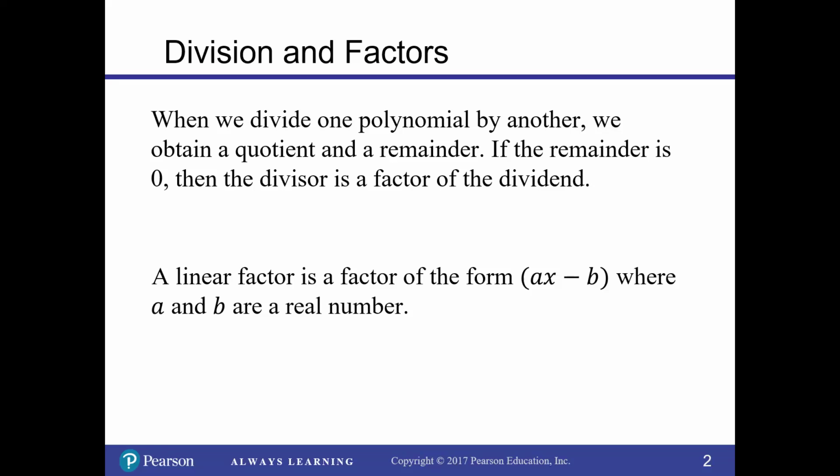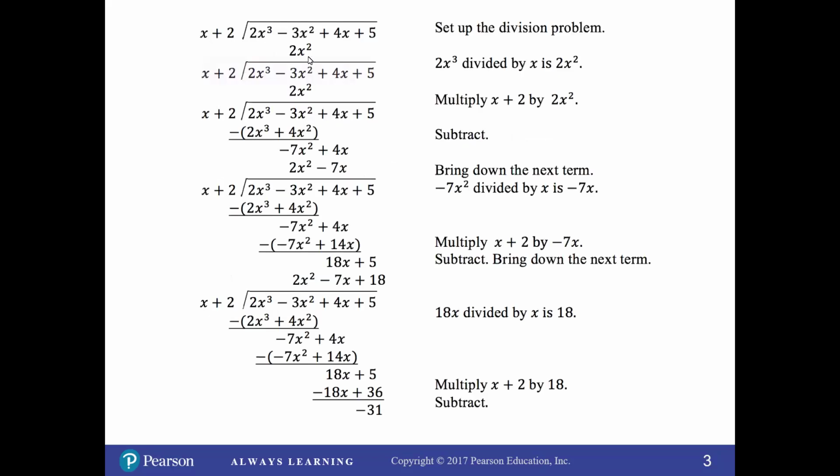So basically what it's saying is I'm going to divide a polynomial into another one. If that polynomial goes in and my remainder is 0, then it is a factor. A linear factor is a factor of the form ax minus b, where a and b are real numbers. So I will mention linear factors quite a bit. That's usually what we're looking at when we're doing polynomial division.